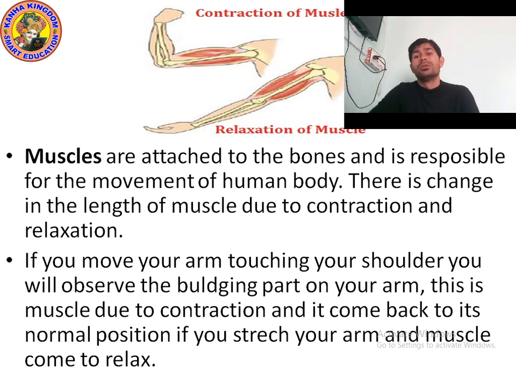So remember kids, muscles are attached to the bones and are responsible for the movement in the human body. There is a change in the length of muscle due to contraction and relaxation. You move your arm touching your shoulder, you will observe the bulging part on your arm. This is muscle due to contraction, and it comes back to its normal position if you stretch your arm and muscles relax. I hope you understood.